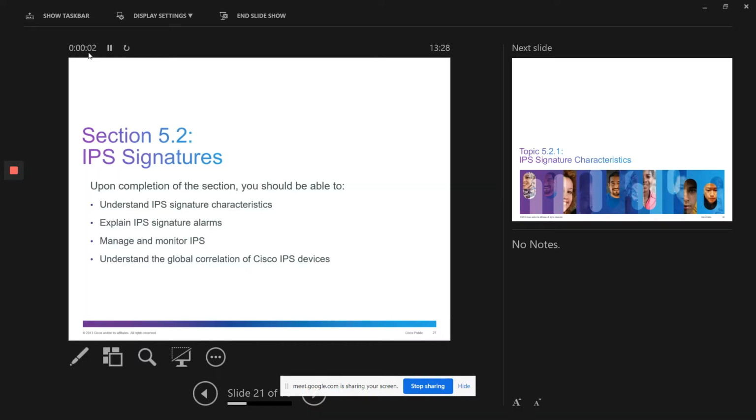So now we're going to look at section 5.2, IPS signatures. After this session, you should be able to understand what IPS signatures are and what their features are, explain the IPS signature alarms, manage and monitor IPS, and understand the global correlation of Cisco IPS devices.